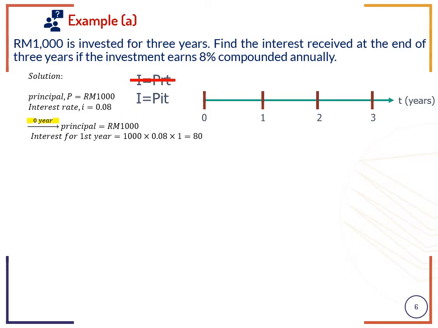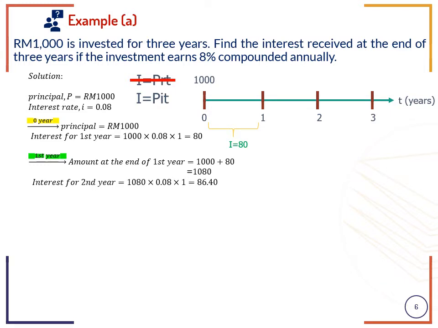On 0 years, the amount of principal is equal to 1,000 ringgit. Interest for first year is equal to 1,000 times 0.08 times 1 year, which is equal to 80 ringgit. On first year, amount at the end of first year is equal to 1,000 ringgit plus 80 ringgit. Therefore, amount at the end of first year is equal to 1,080 ringgit.